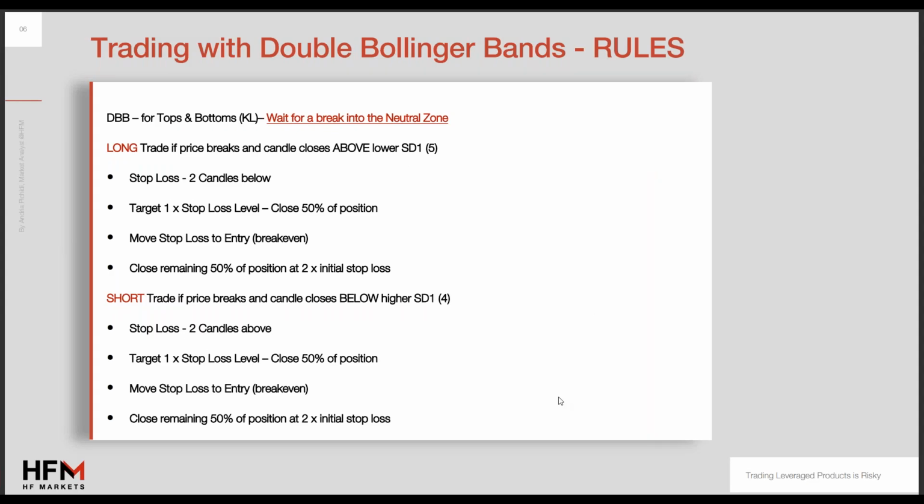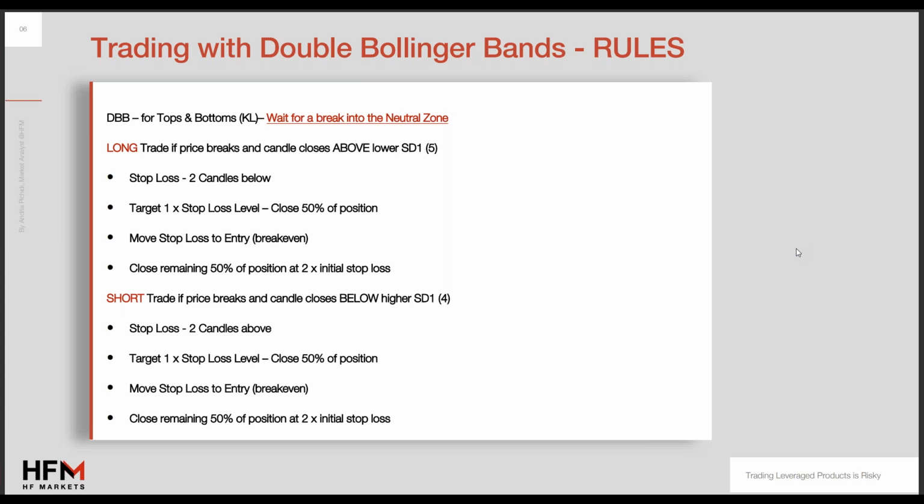Now, some of her rules, basically instructions for applying this strategy. Okay, we explained the buying zone, which is between the two upper Bollinger Bands. We explained the sell zone, which is between the two lower Bollinger Bands. We explained the neutral zone, which suggests a consolidation. Okay, now let's see some of her rules in order to apply the double Bollinger Band strategy appropriately.